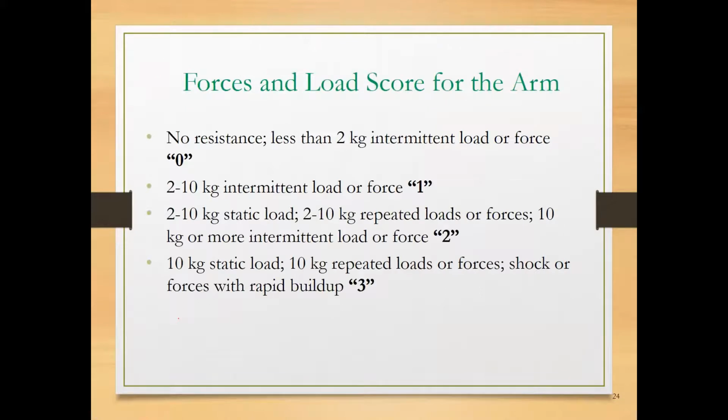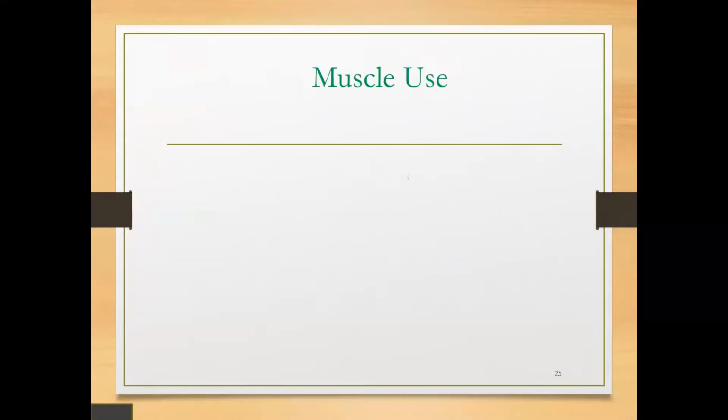And if there is no resistance during the task, no force, or up to 2 kilogram, the score for the forces will be 0. For 2 to 10 kg load or force, score will be 1. For 2 to 10 kg static load or 2 to 10 kg repeated loads or forces, or 10 kg or more intermittent loads, the score will be 2. And for greater than 10 kg static load or greater than 10 kg repeated load, the score will be 3. We will discuss what these values mean during question and answer session. But you have to add the score as well.